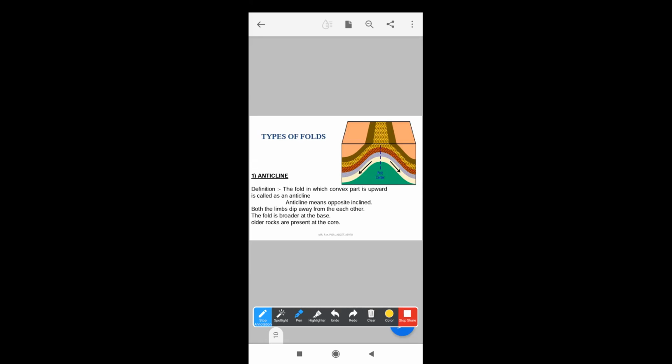Green part is considered as a core part, and these core rocks are the older rocks.